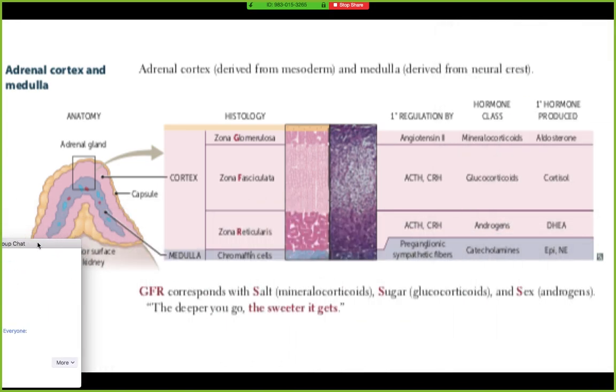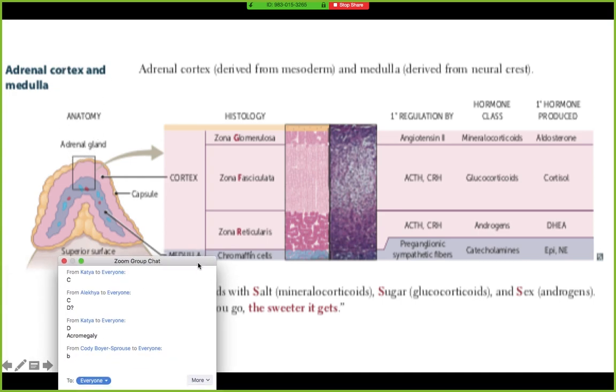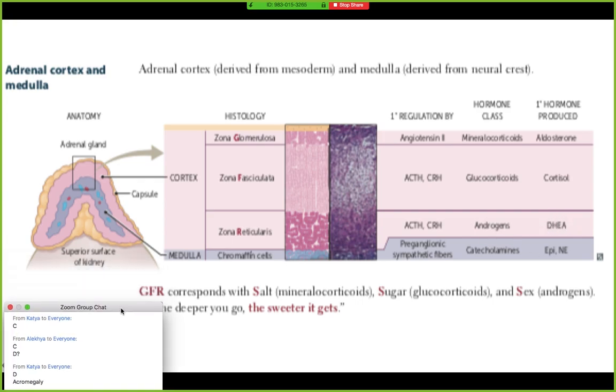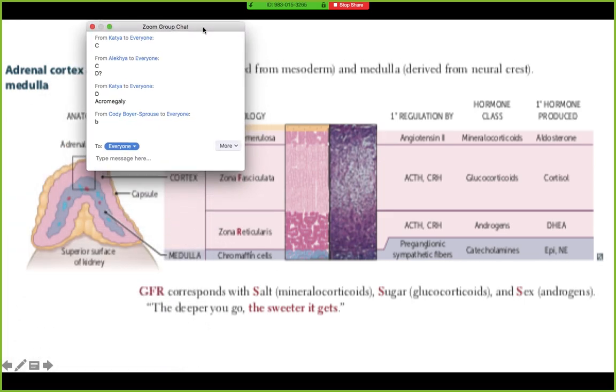Sorry, this looks a little blurry. But just to review the histology of the adrenal cortex, which is really high yield. So your zona glomerulosa is going to produce aldosterone, which is regulated by angiotensin II. Your zona fasciculata is going to produce cortisol, and then zona reticularis is going to produce your DHEAs, which are eventually converted to testosterone. And then, of course, your adrenal medulla producing epinephrine and norepinephrine.